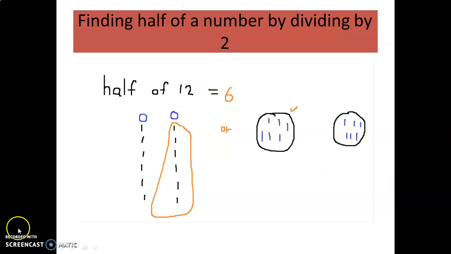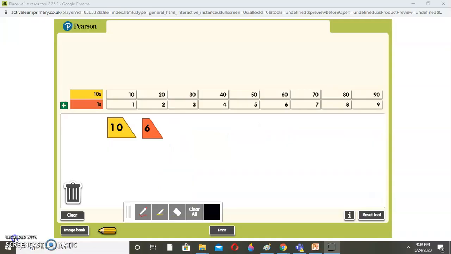Okay, so now let's get to the main content. Here we have our numbers in tens and our numbers in ones. I have picked one 10, which is 10, and 6 ones, which is 6. So if we have 10 plus 6, what does 10 plus 6 make? 16. So I'm going to write 16. So we have 16 over here.